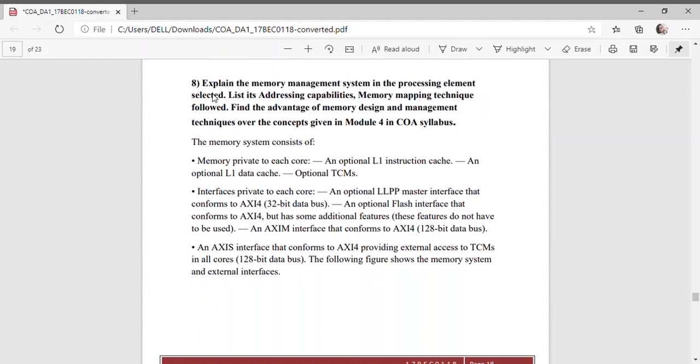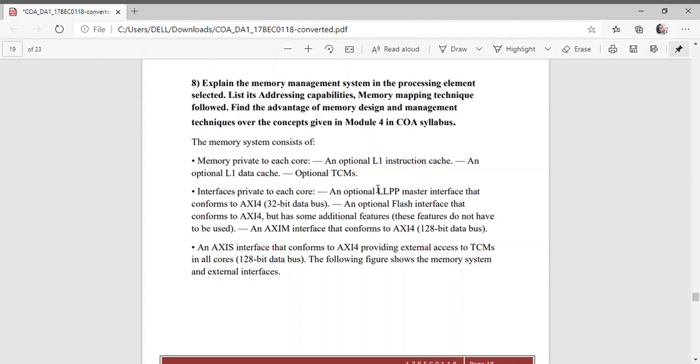Going to the next question. So moving on to the 8th question. Explain the memory management system and the processing element selected. List its addressing capabilities, memory mapping techniques allowed. Find the advantage of memory design and management techniques over the concepts given in Module 4 in the COA syllabus.